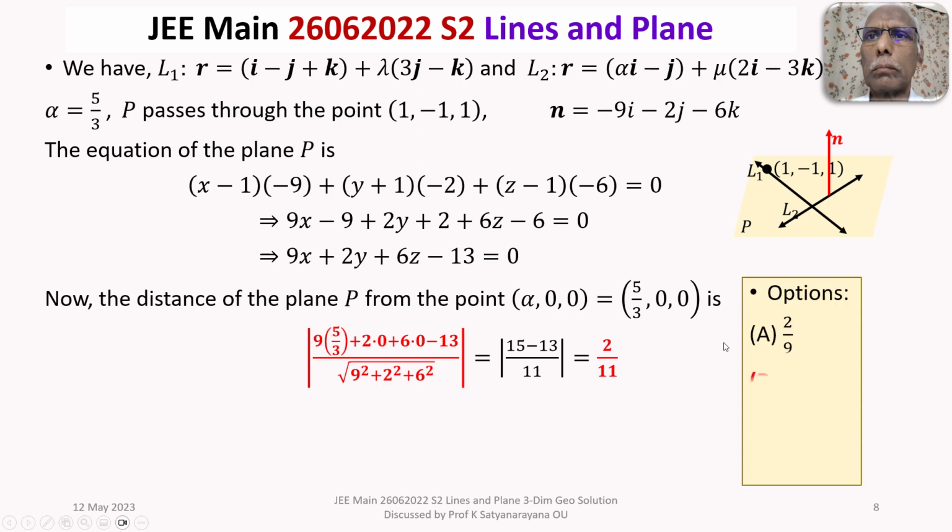That is the required answer for this question. Let's look at our options. Our answer 2 by 11 appears against option B. Therefore, the answer to this question is option B.